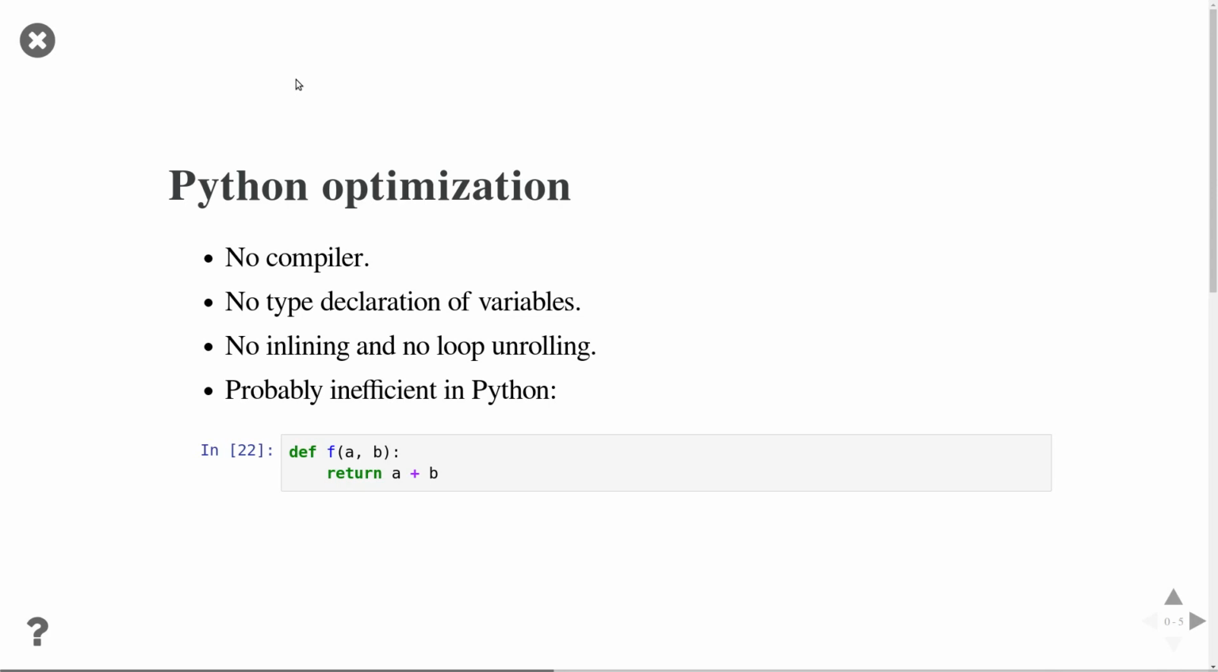Something simple like this, where you define a function f with a and b and you return a plus b, has a lot of overhead going on. When you call this function, it needs to check the types of a and b, then it needs to add them up and do some conversions for the return statement and so on and so forth.